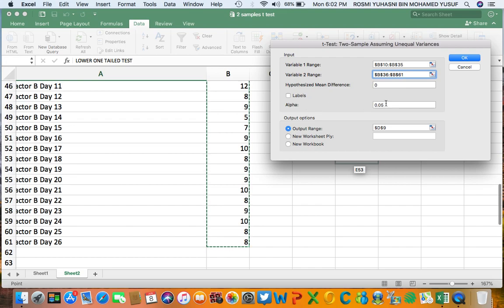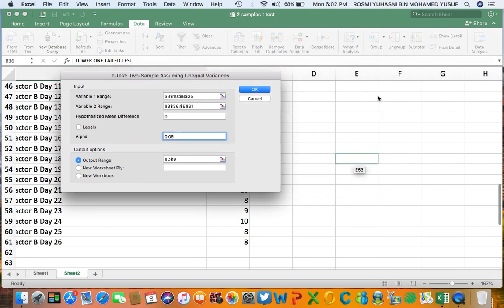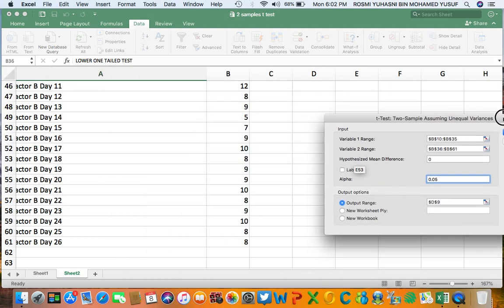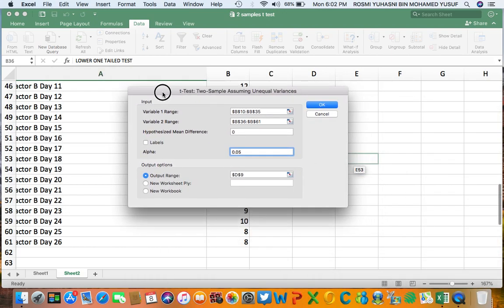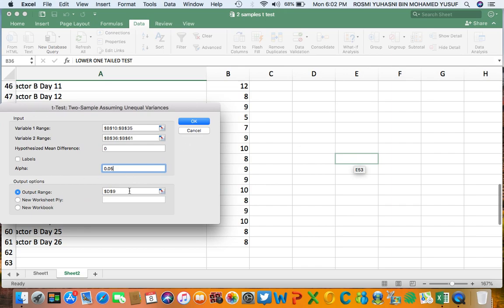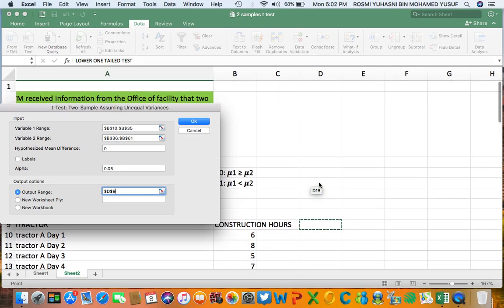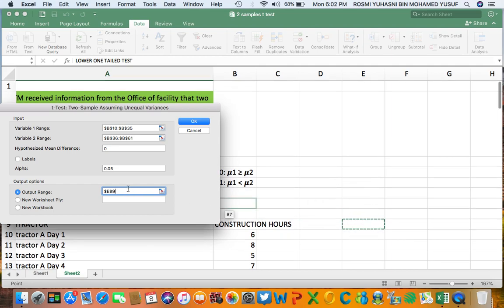Labels. Okay, alpha or significance level. We normally select a 5% significance level, or 0.05. Output range: where do you want to have your output in the worksheet? Let's say I would like to have it here. Now click OK.